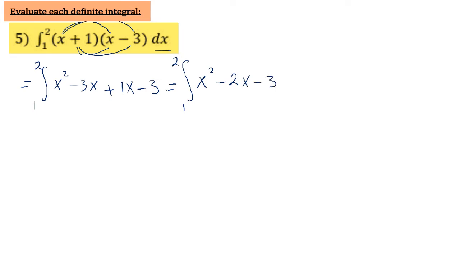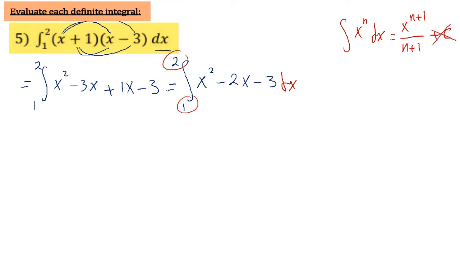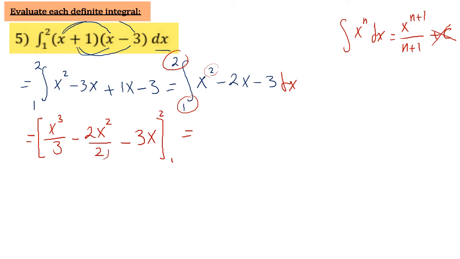To find the integral of x to the power of n dx, I am adding 1 to the exponent, dividing by the new exponent, and adding c, but in the case of a definite integral I don't add the constant. So I'm going to add 1 to the 2. It's going to be x power 3 divided by the new power minus 2x to the power of 2 divided by the new power minus 3x from 1 to 2. This one can be simplified, so by dividing by 2 it's x squared.